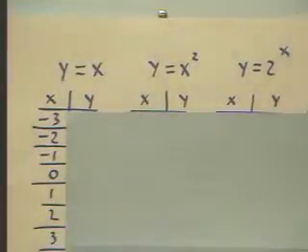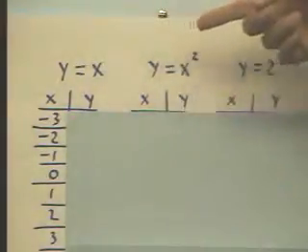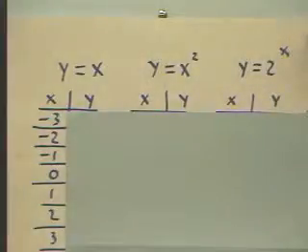Today we talk about three basic functions: y equals x, y equals x squared, and y equals 2 to the x. These functions we're going to take as the basic functions for three of the four major function families that we're going to talk about in this course. There are more than four function families that we'll talk about, but four of them actually are the basis for all the others.